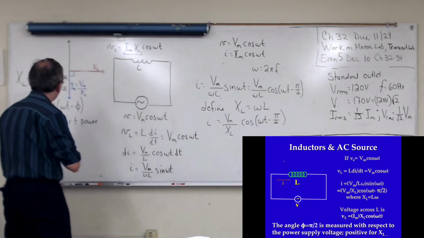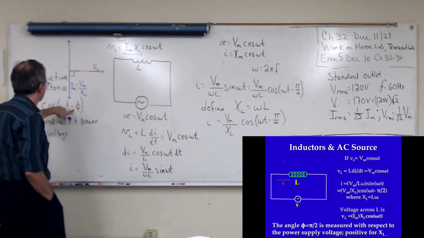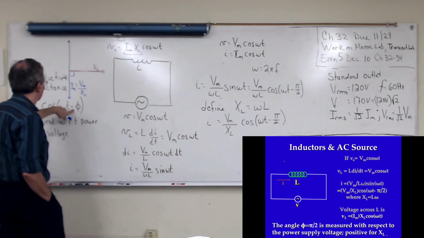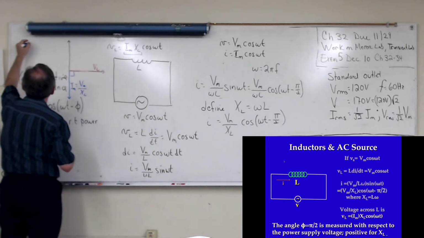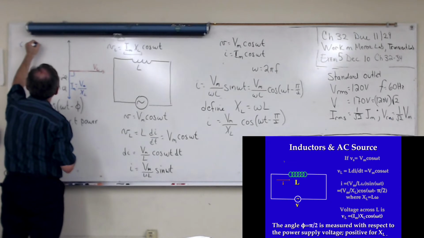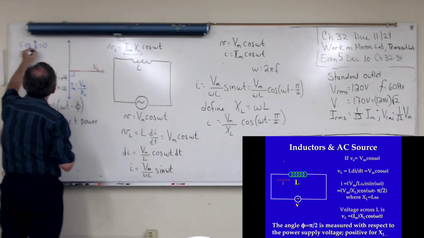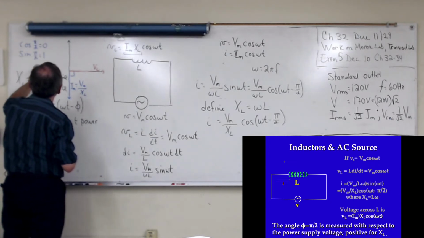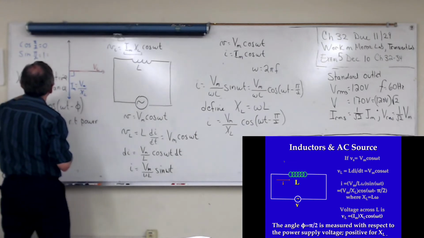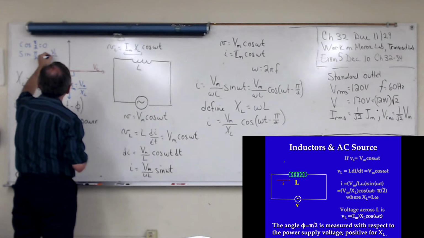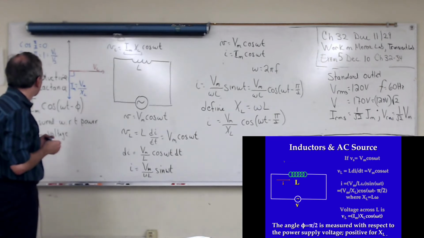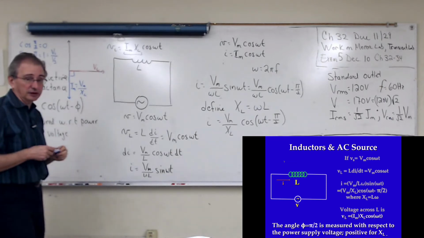Well, I mean, if this is 90 degrees, cosine of pi over 2 is 0. Sine of pi over 2 equals 1. I can write this as V sub L over V of the power supply. Isn't that true? I mean, isn't V sub L over the V of the power supply equal to 1?